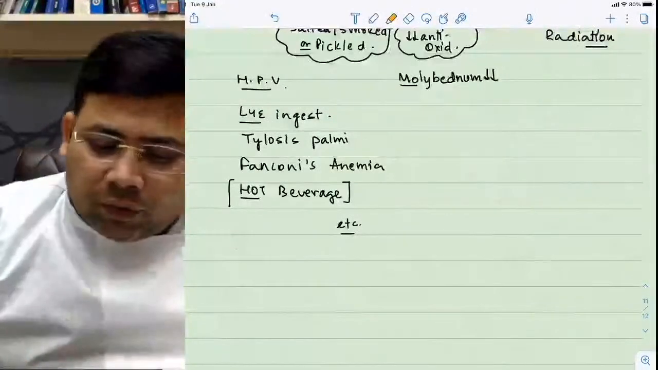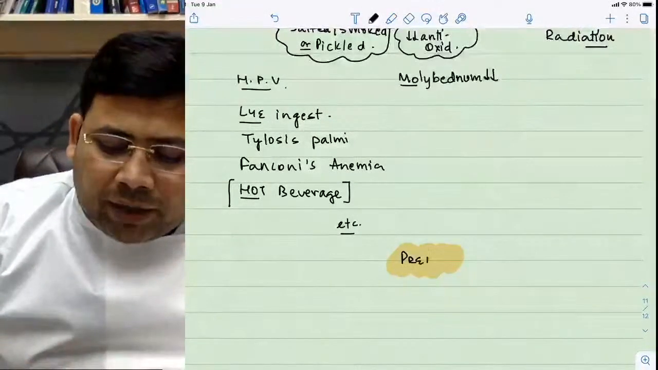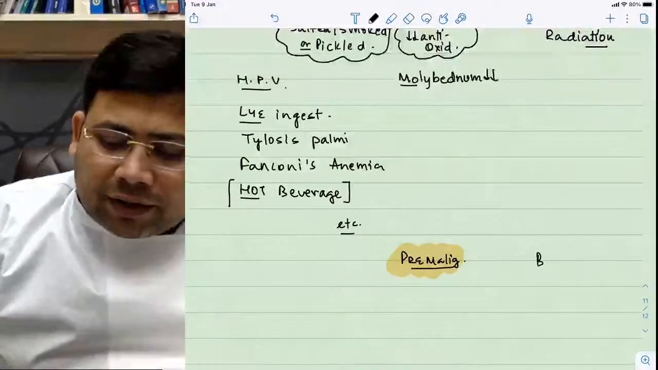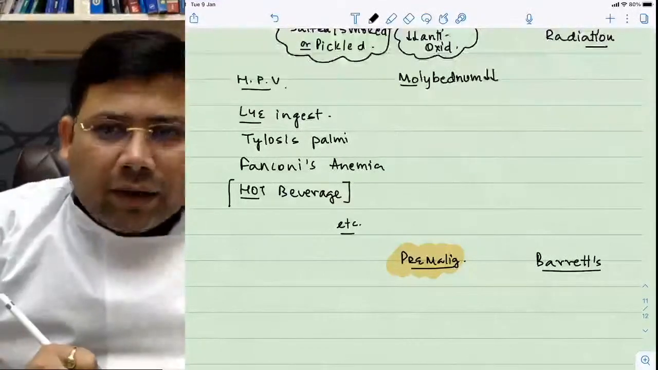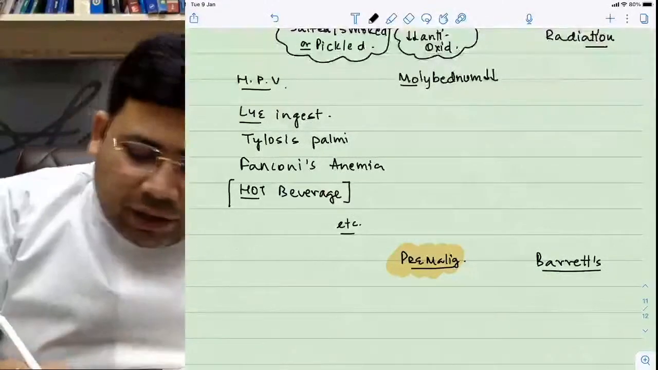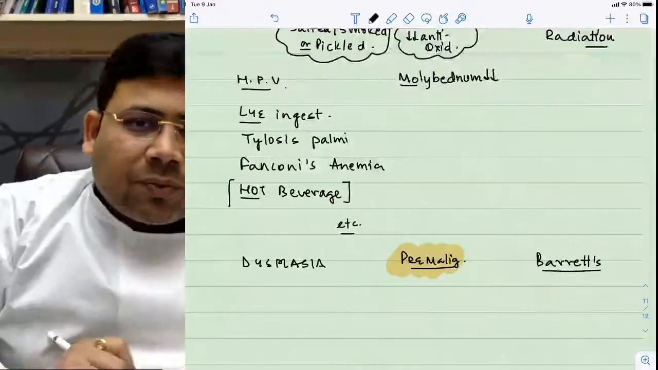Yes, let us move forward. Next is, what about the pre-malignant lesions? If you talk about the pre-malignant lesion, we have Barrett's. Barrett's is a pre-malignant lesion for adenocarcinoma. If you talk about the pre-malignant lesion here, you get to see dysplasia.